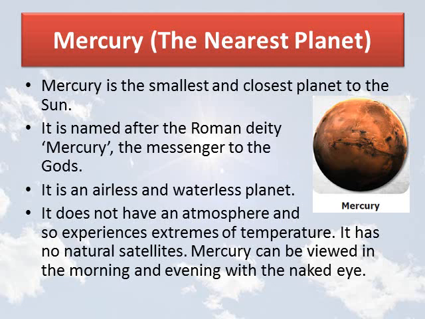It is Mercury. It does not have air or water. It does not have an atmosphere, and hence it will experience extremes of temperatures. It doesn't have any natural satellite. Dear children, Mercury is the most cratered planet in the solar system. It has the maximum number of craters.